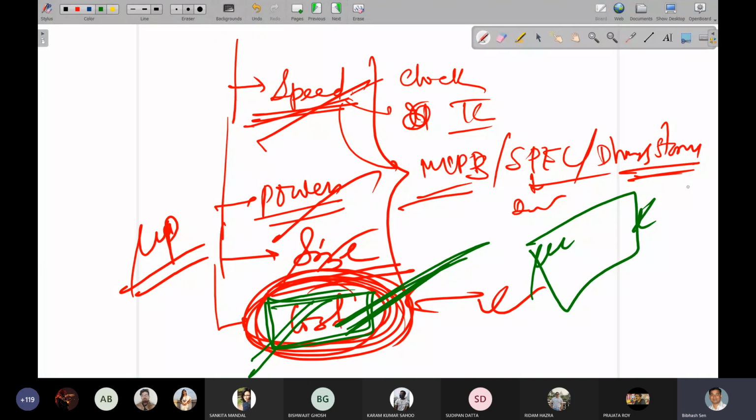So whenever you come to the domain of a particular application, I will not use the processor used in the washing machine. I can't use the processor used in the AC in the car, because these are different applications. So based on the application, you have to choose the microcontroller or the processor used in the microcontroller. Then automatically the cost, size, all this will change.